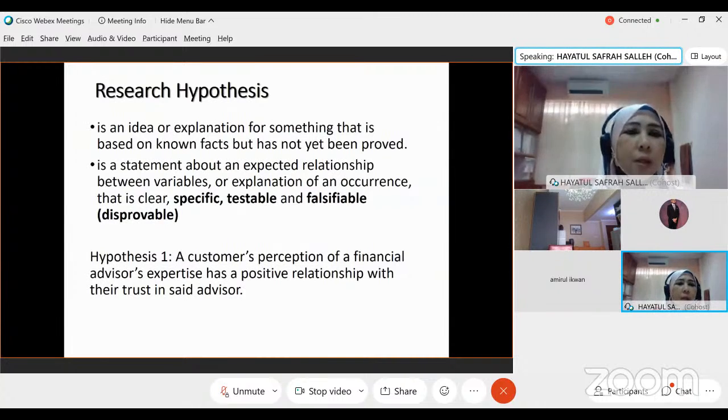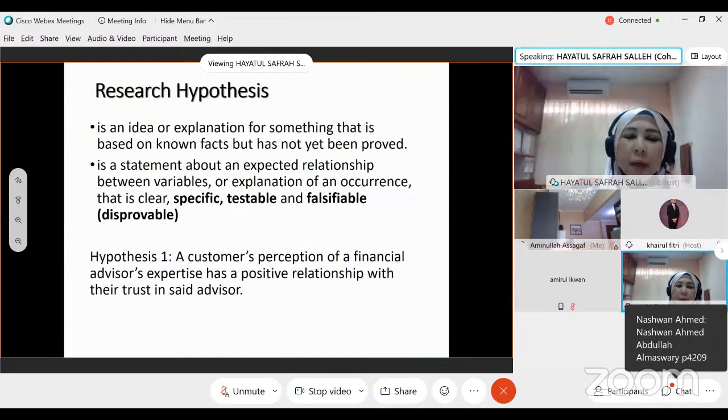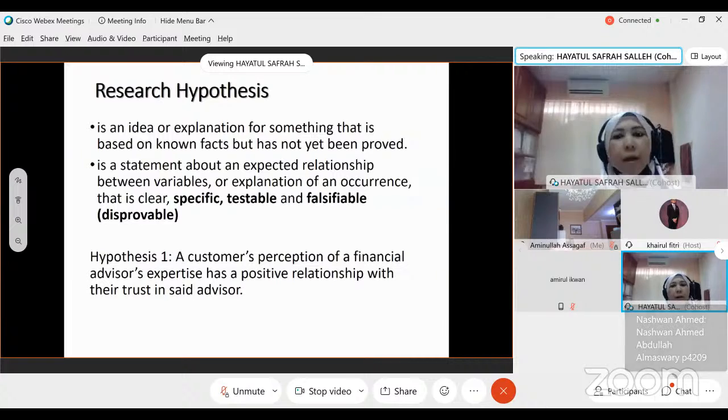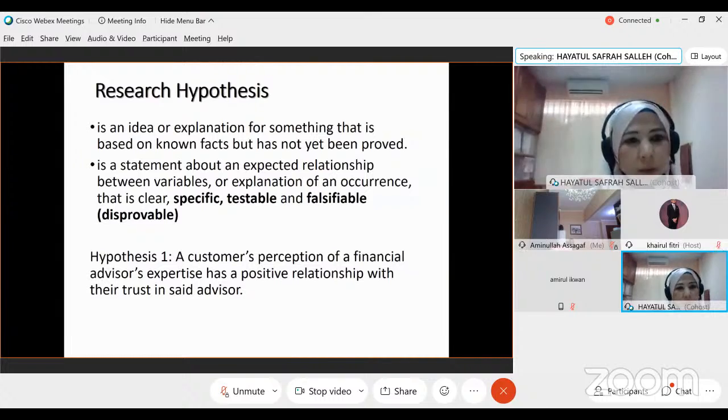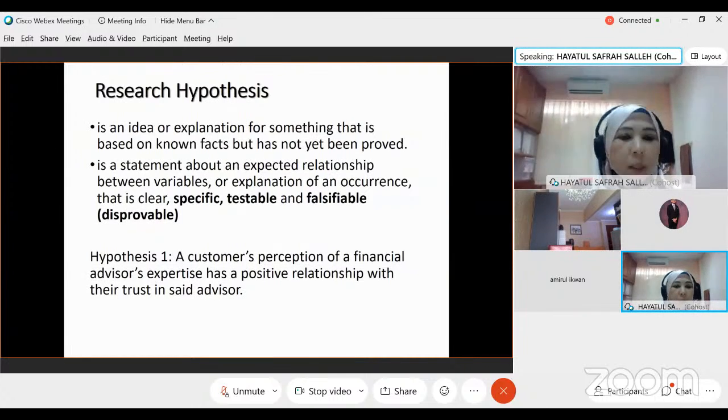A research hypothesis is also a statement about an expected relationship between variables, or an explanation of an occurrence, that is clear, specific, testable, and also disprovable. An example of a hypothesis is: a customer's perception of a financial advisor's expertise has a positive relationship with their trust in said advisor.